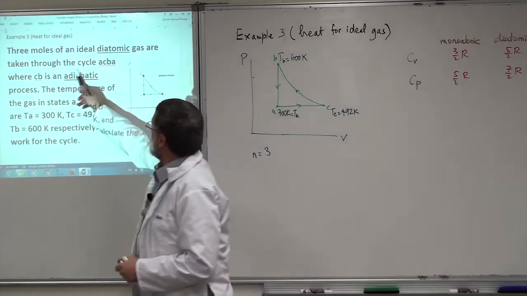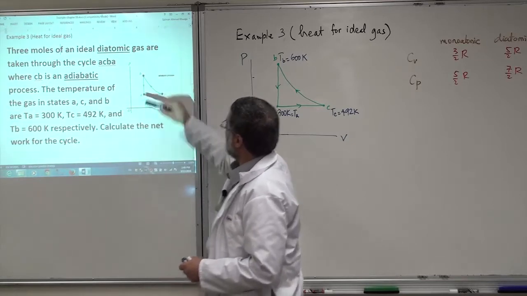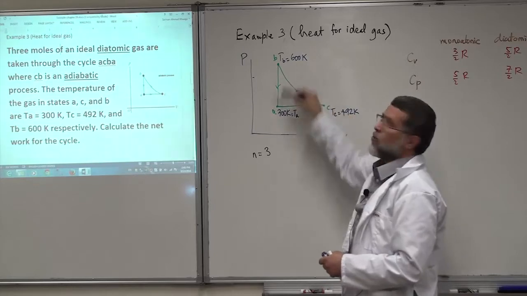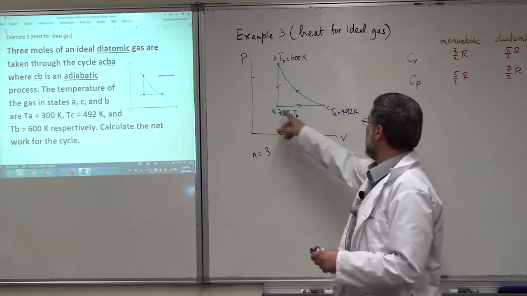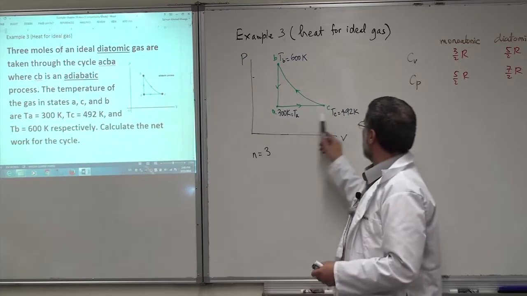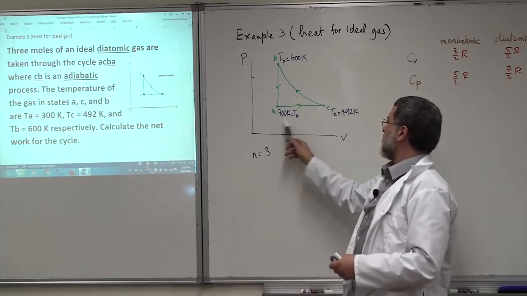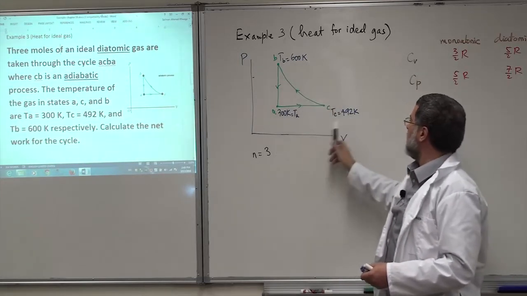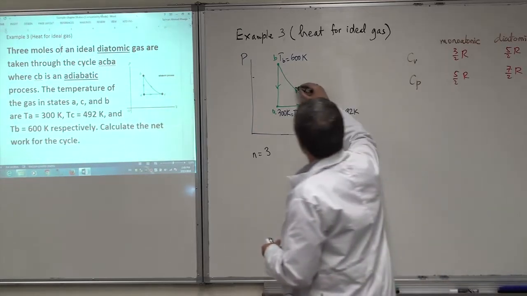The gas is taken through the cycle A, C, B, and A. You can see it here: A, C, B, and A. So you remember that this is a counterclockwise cycle. He's giving you the temperature at different states. At state A, the temperature is 300 Kelvin, which is the lowest temperature. At B it is 600 Kelvin, and at C it is 492. And he's telling you that this is an adiabatic process here.